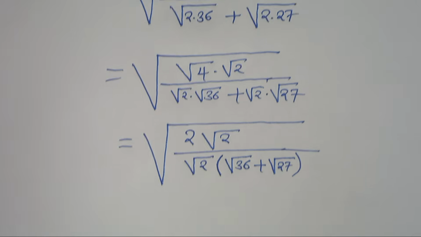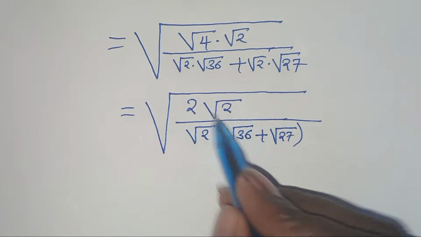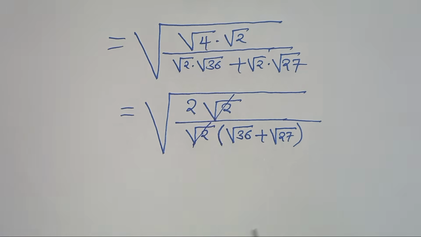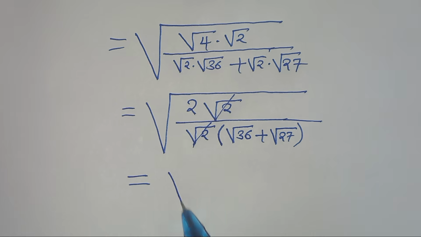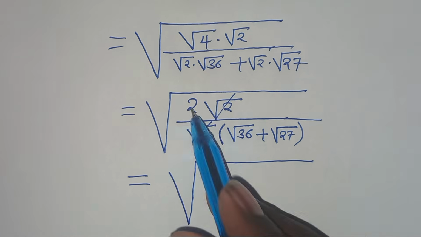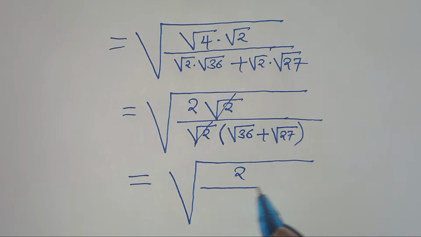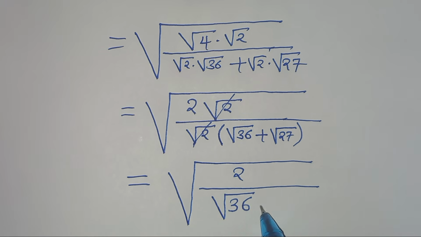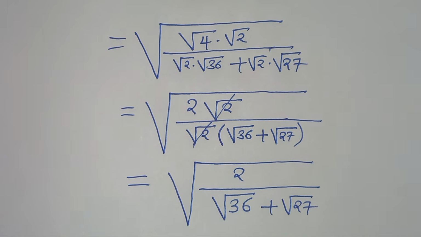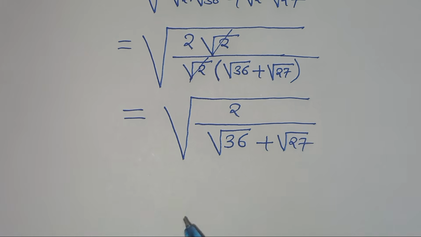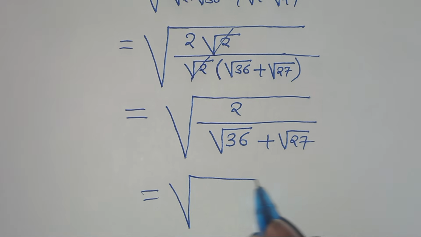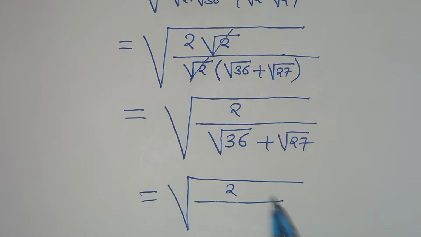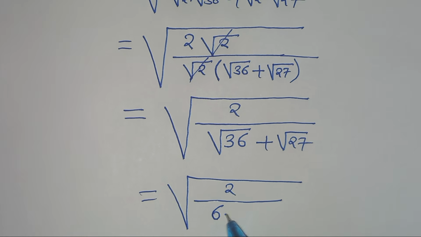Now, the next step is that square root of 2 here simplifies, so that now we have, in the numerator, 2 divided by square root of 36 plus square root of 27. The next step is that the square root of 36 is 6, then plus square root of 27.